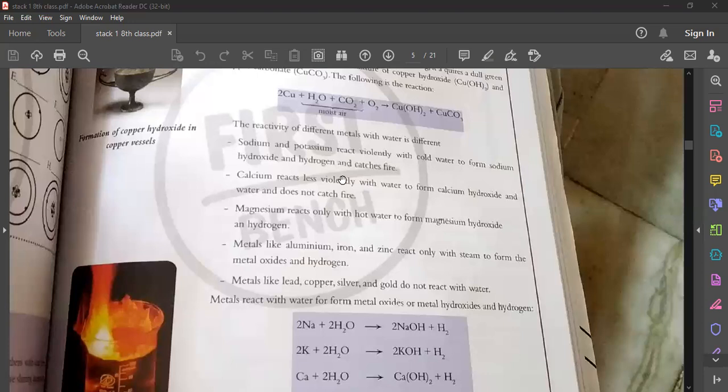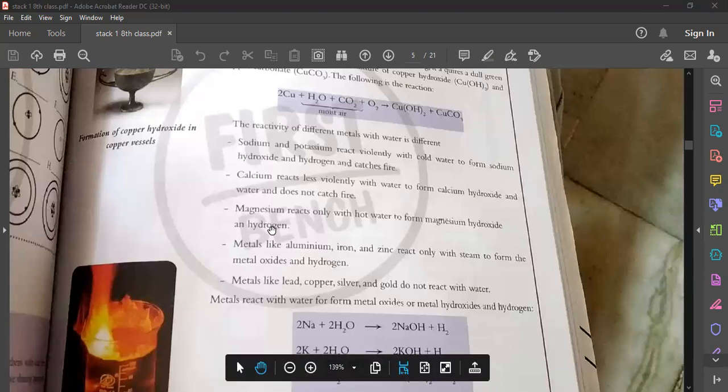Sir, sodium and potassium can react with cold water. Sir, calcium and magnesium with normal water. And iron and aluminium with steam. What about aluminium and steam? Aluminium and iron, steam, sir. Okay. What about sodium and potassium? Cold water.